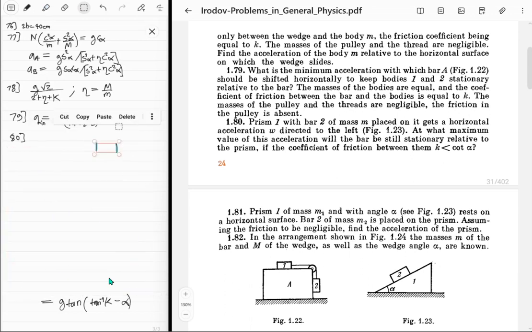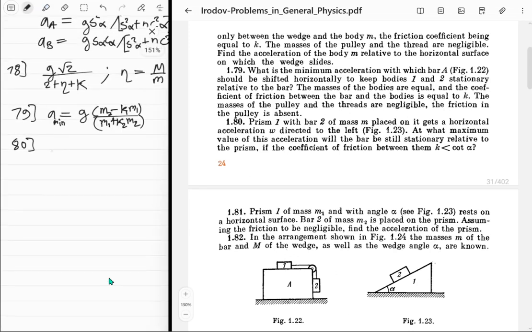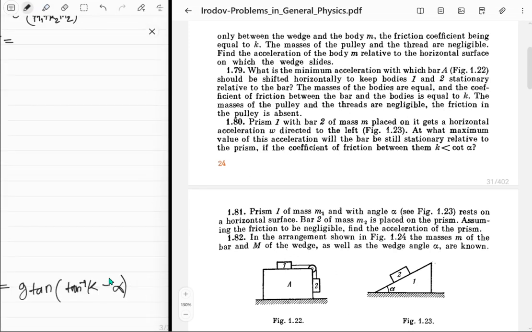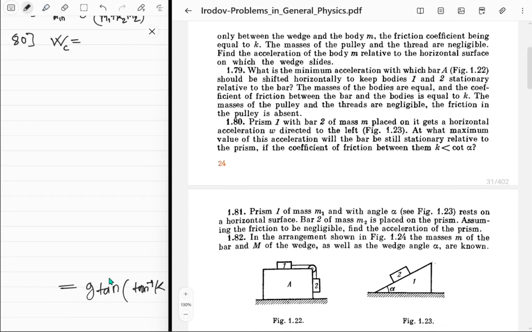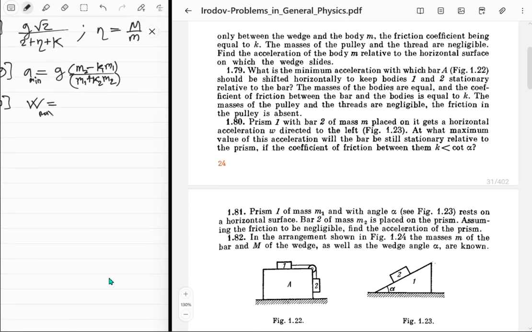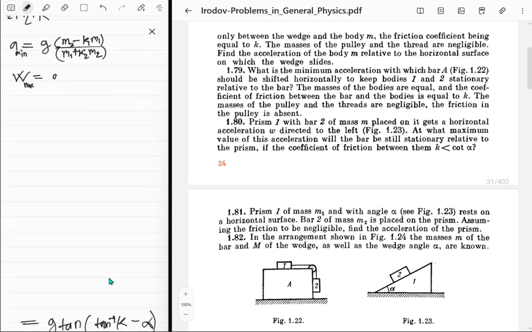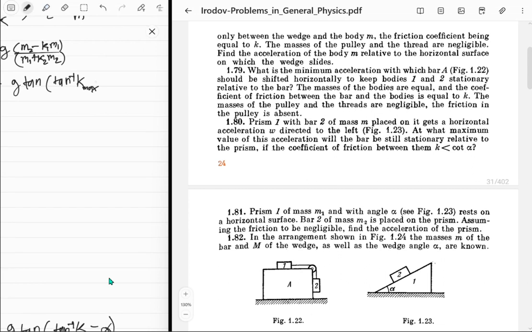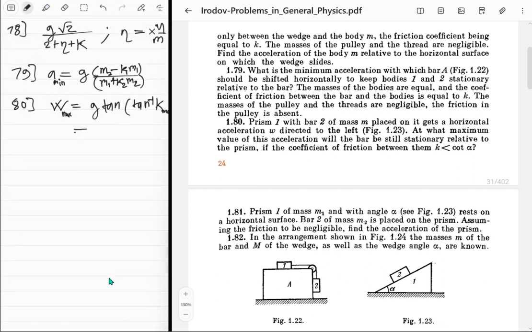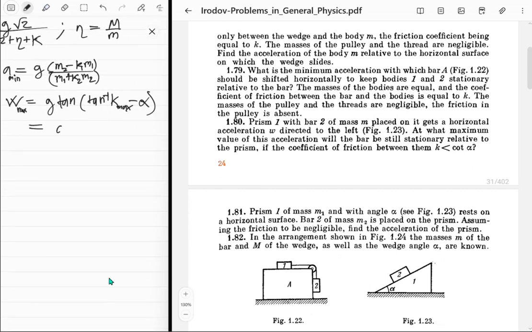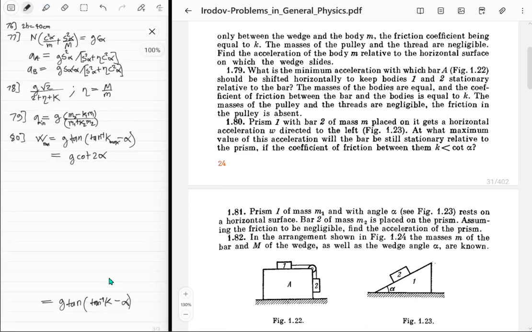This is what W is. So W critical, so like maximum or whatever, is equal to G tan inverse of k maximum minus alpha, which is just G cot of 2 alpha. Cool. This is it. Not going any further than that.